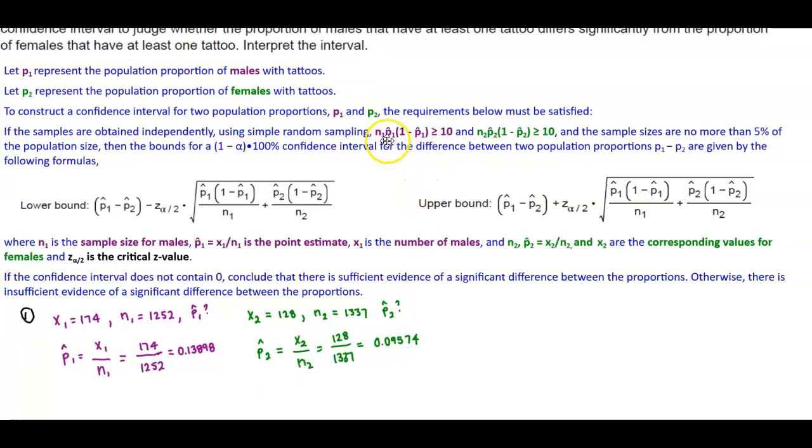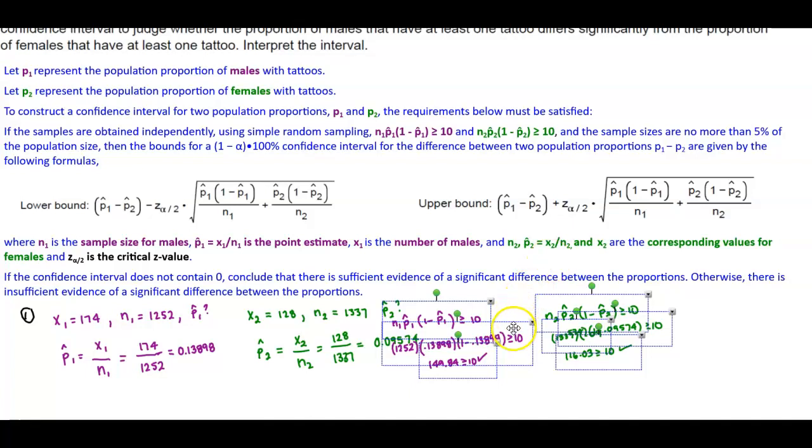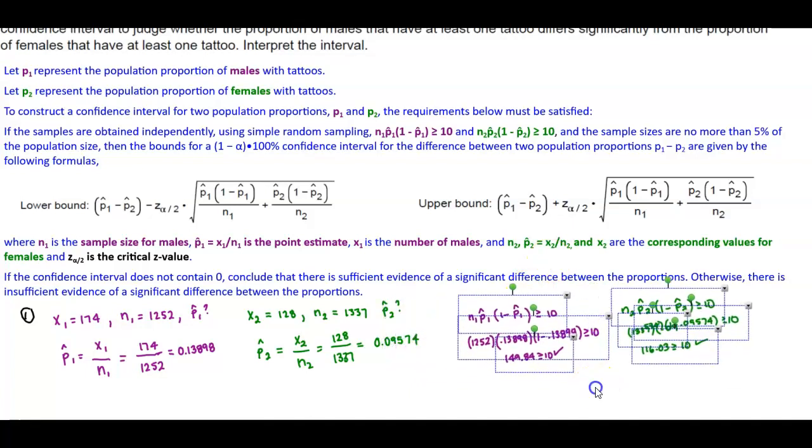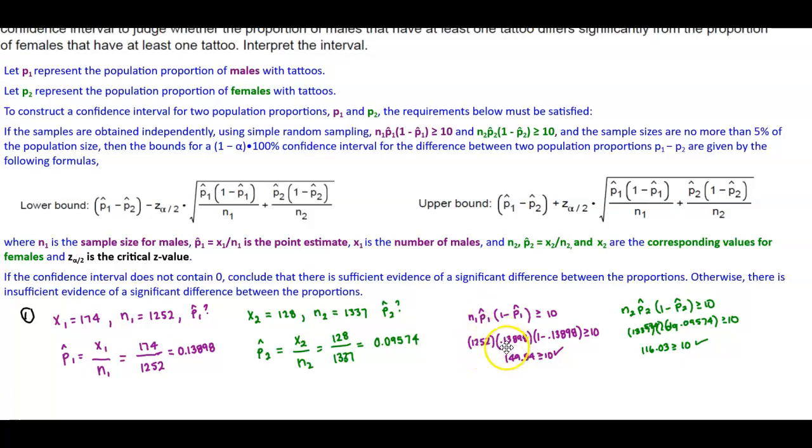Okay, now the next thing we want to do is determine if these are going to be greater than or equal to 10 for both the male and female. So let's go ahead and write that out here. So we want to make sure that this works. So we're going to take the sample size for N1, which is 1252, multiply it by the point estimate of 0.13898 times 1 minus 0.13898. When we multiply that all out, we get 149.84, which is greater than or equal to 10.